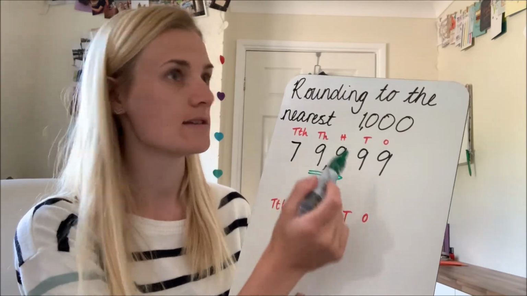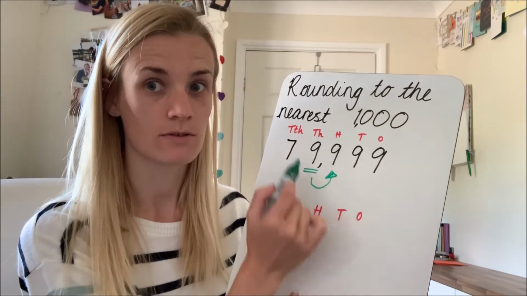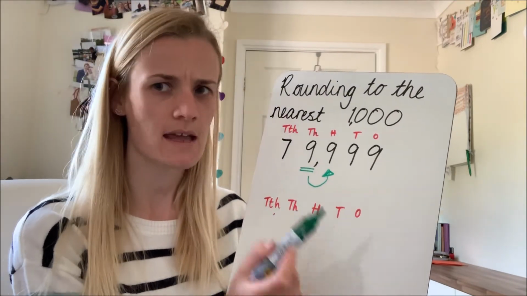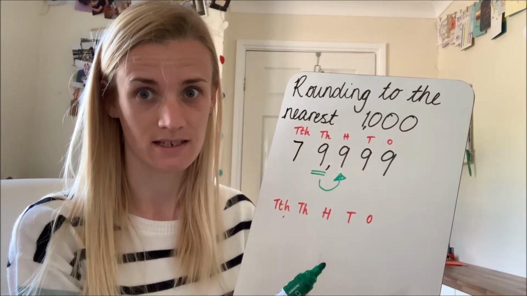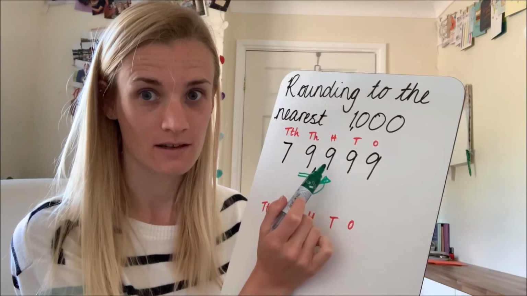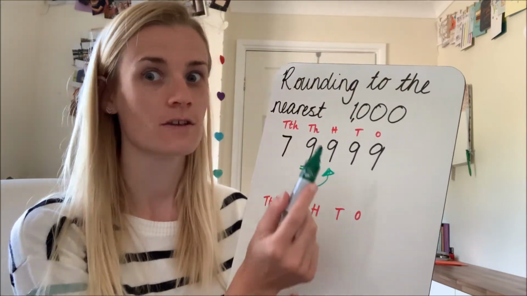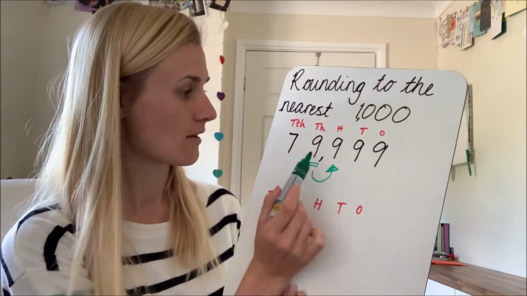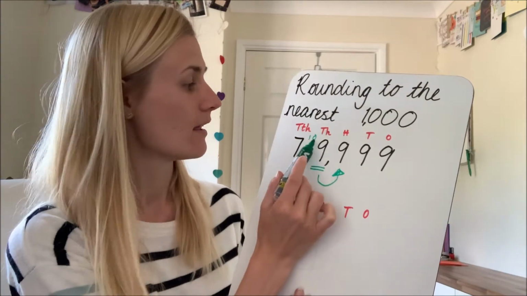Now my 9 is greater, so this digit is going to have to round up, okay? However, my next digit from 9, my next number is 10, isn't it? And I can't put a 10 in my thousands because I can't put a 2 digit in just that one column. So therefore it's going to carry over. So we've got a 10 basically.